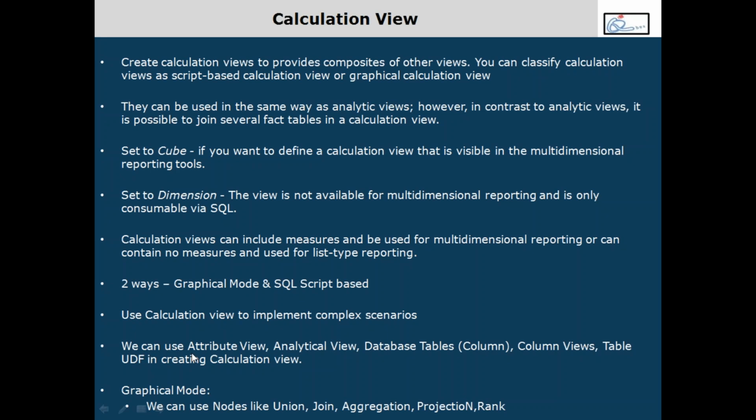But when it comes to calculation views, look at this. I can use attribute views in calculation views. I can use analytical views in calculation views. I can use column store tables or row store tables also, but row store not directly, but indirectly. I can write an SQL on that and get that. But for now, I can get the column store tables. I can include column views also. Say, for example, we have some column views in a schema, a catalog object. The column views also can be used in calculation views.